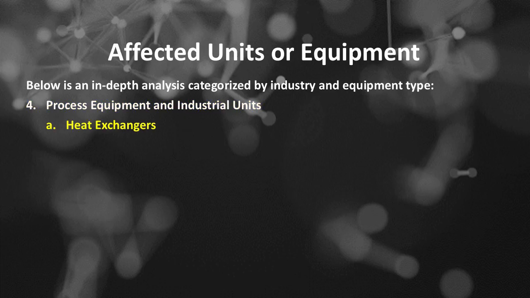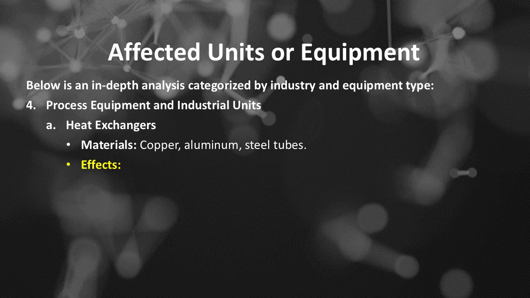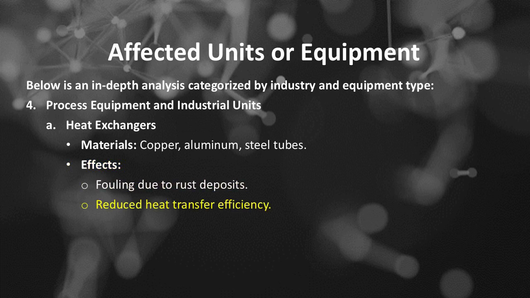Number A of process equipment and industrial units is heat exchangers. Materials: copper, aluminum, steel tubes. Effects include fouling due to rust deposits, reduced heat transfer efficiency.